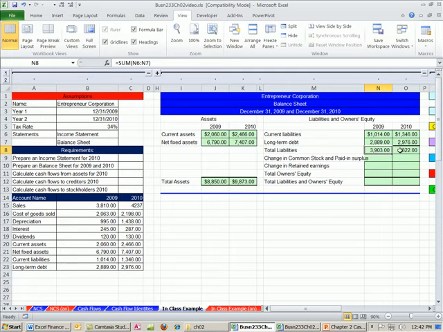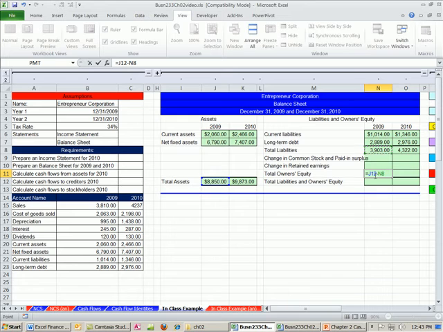Total liabilities, we got that, and we have total assets. So is there a way to calculate total owner's equity? Well, of course, because owner's equity is assets minus liabilities. So watch this. I'm right here. I'm going to say equals. Give me that total assets minus the total liabilities.